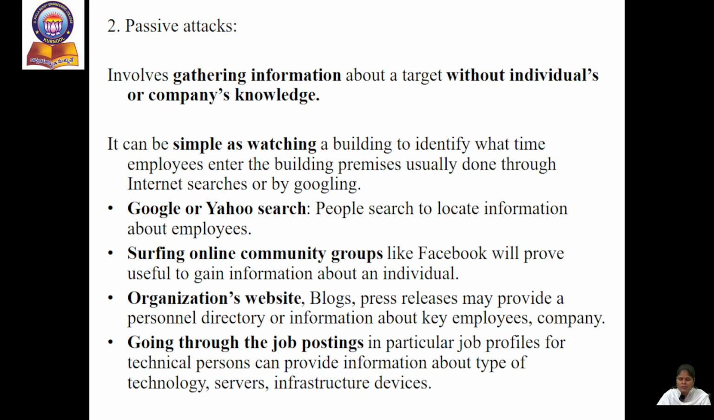In this reconnaissance phase, the first type of attack he will perform is a passive attack. Here he won't alter any information. He just gathers the information without the individual's or the company's knowledge. If he is following a victim, say for example John, the attacker will learn John's information just by observing the activities he performs.